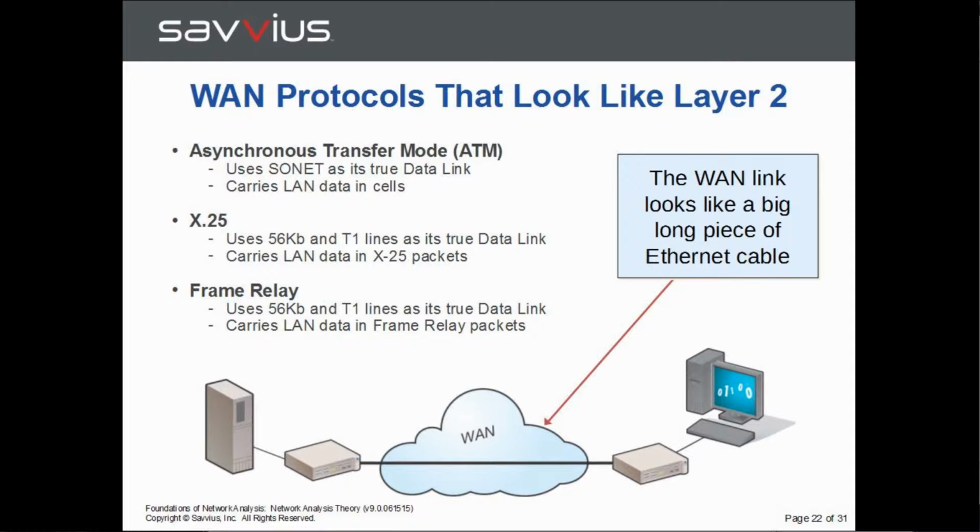There are also a number of WAN, or Wide Area Network, technologies that act like LAN, or Local Area Network, Layer 2 technologies. Examples include X.25, Frame Relay, and ATM, or Asynchronous Transfer Mode, which, by the way, has a LAN implementation also.